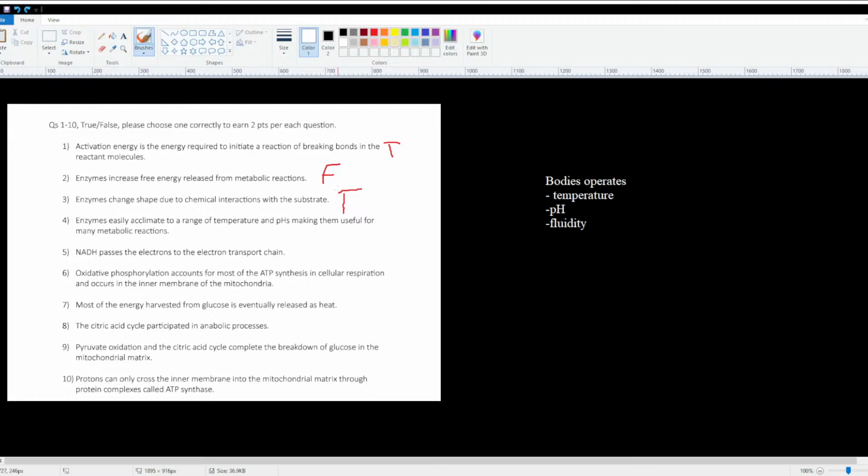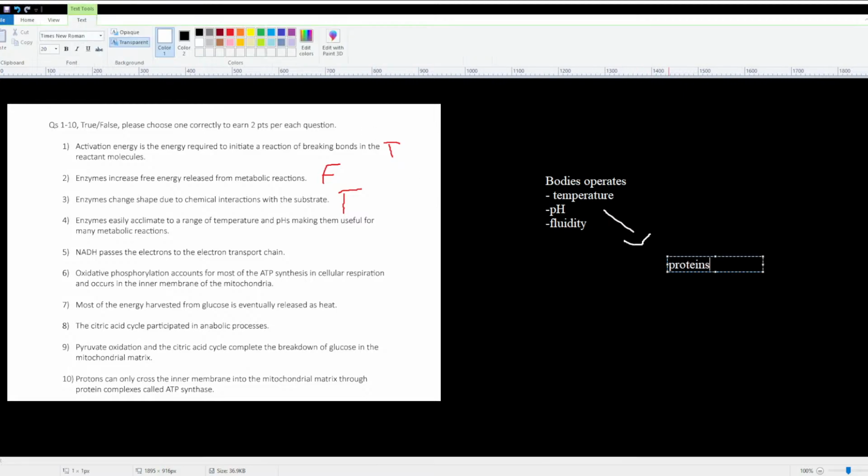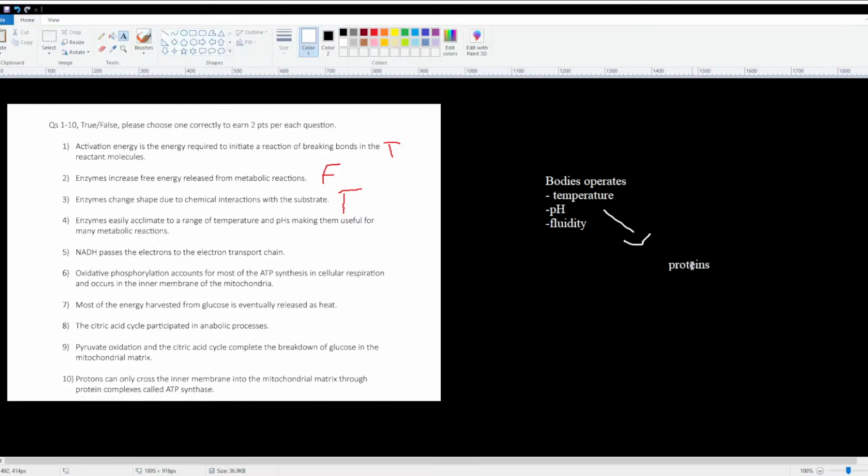So, what does that mean? It means that enzymes, more specifically, this especially applies to proteins. So like I said, take this with a grain of salt because I'm not 100% sure about the answer to this question.